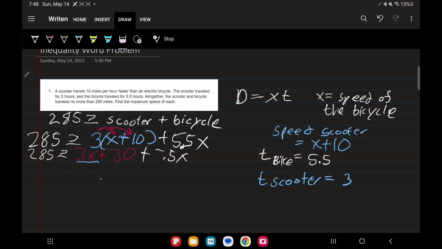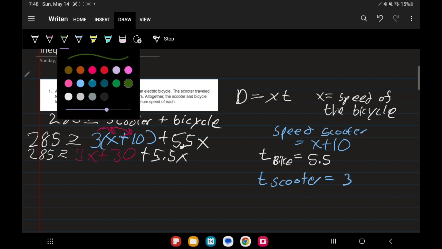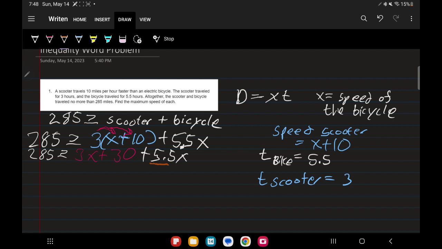Next, let's add together 3x and 5.5x. I'm going to actually use a different color. Okay, so let's use orange. I get 5.5 plus 3, so that's going to get me 8.5x. And that's less than or equal to 285. And don't forget to add 30.